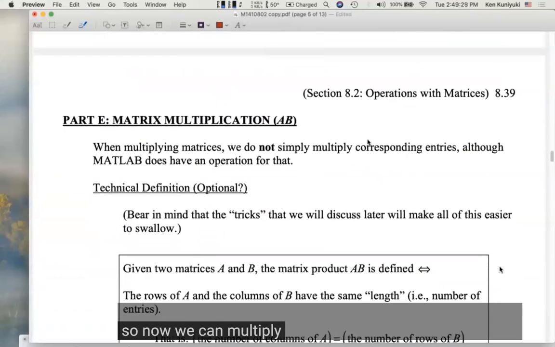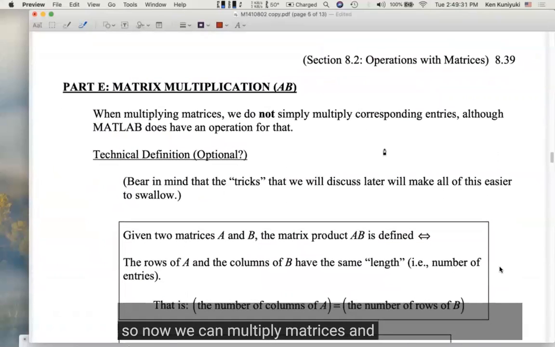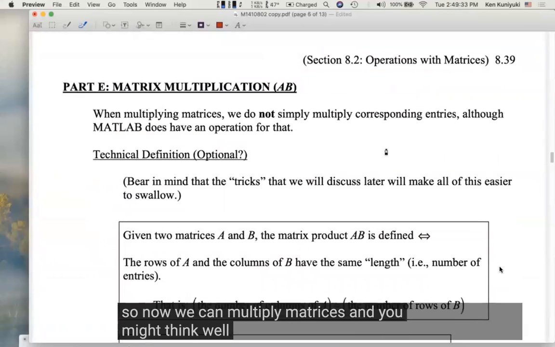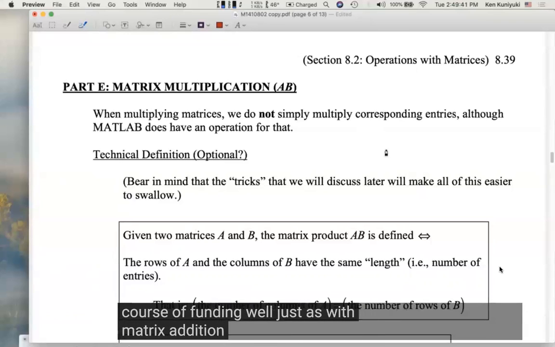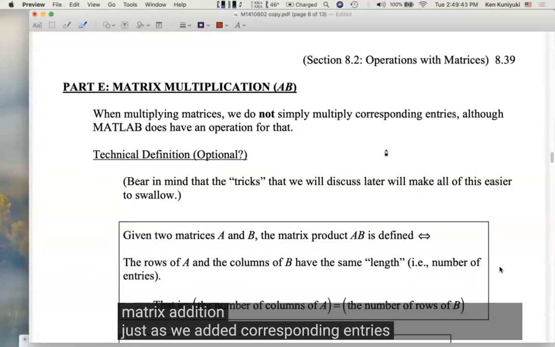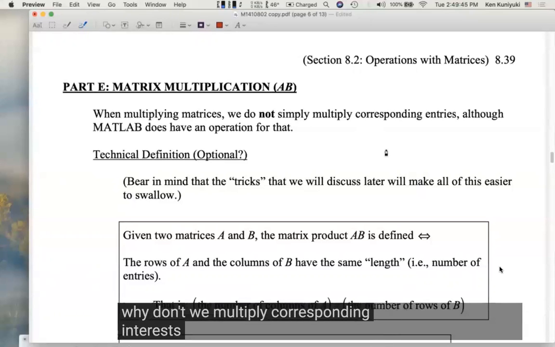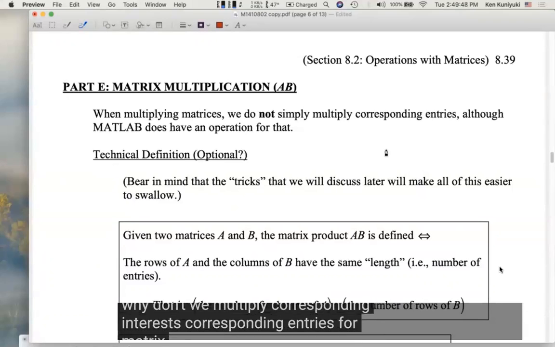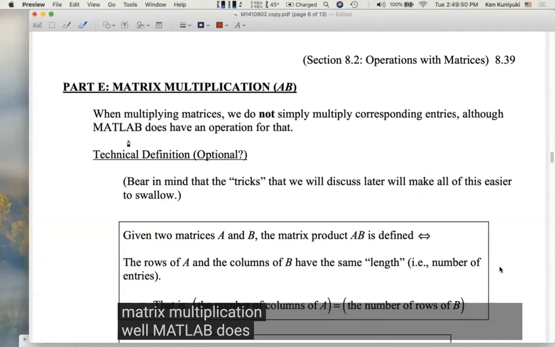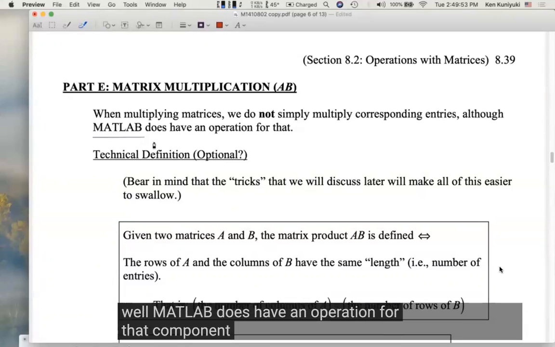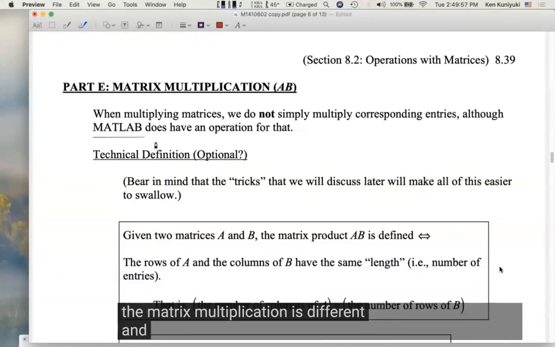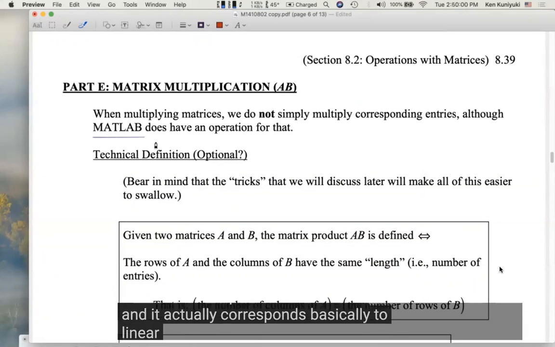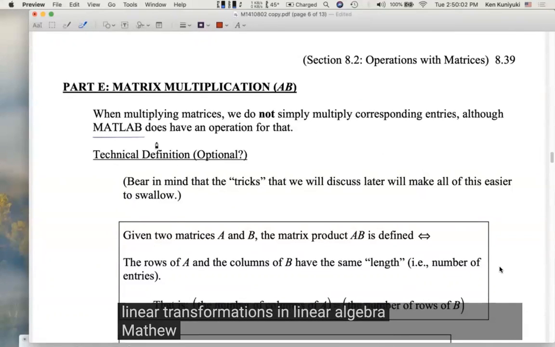So now we can multiply matrices. And you might think, well, just as with matrix addition, where we added corresponding entries, why don't we multiply corresponding entries for matrix multiplication? Well, MATLAB does have an operation for that, component-wise multiplication, but matrix multiplication is different. And it actually corresponds to linear transformations in linear algebra, Math 254.